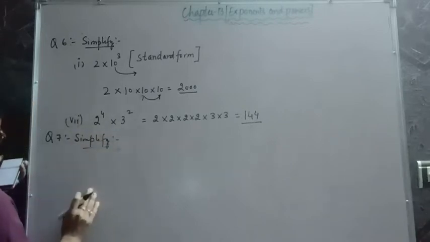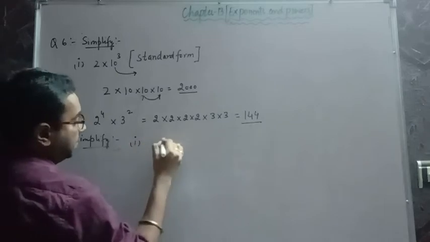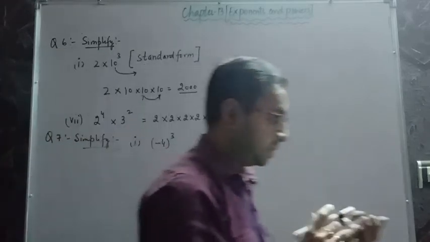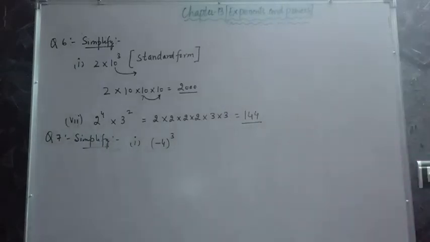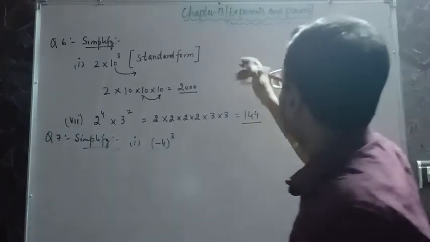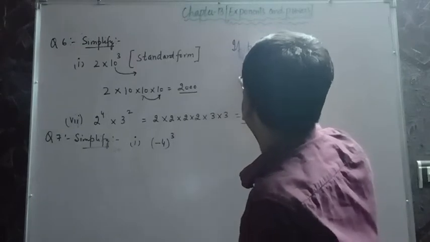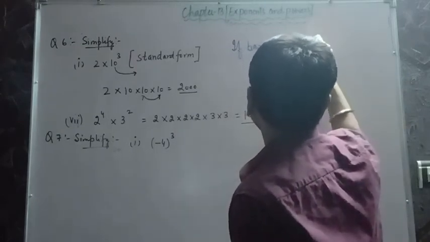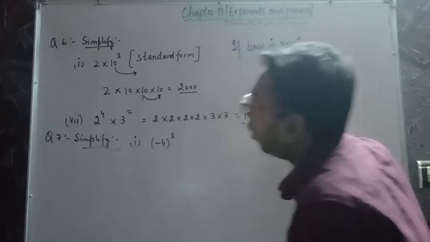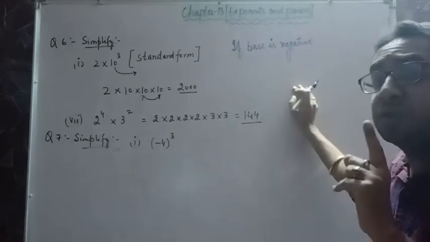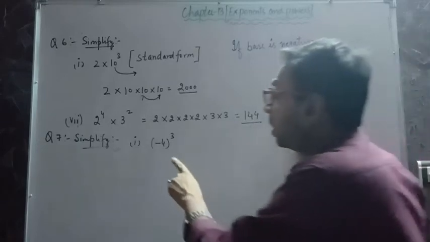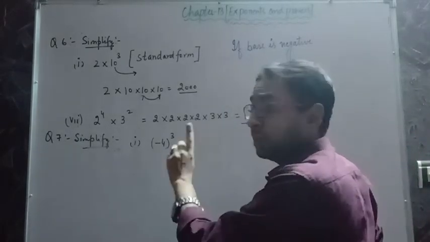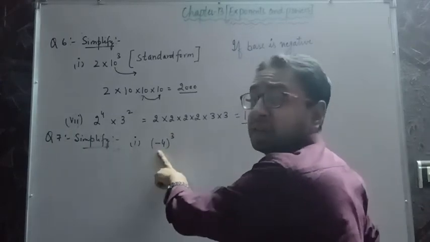I'll be doing the first part, minus 4 raised to power 3. Before that, please write down a few points. Please note down these important points. I'll be writing. You would have observed till now the base was not a negative term; we were talking about positive integers. But now the base is a negative integer.